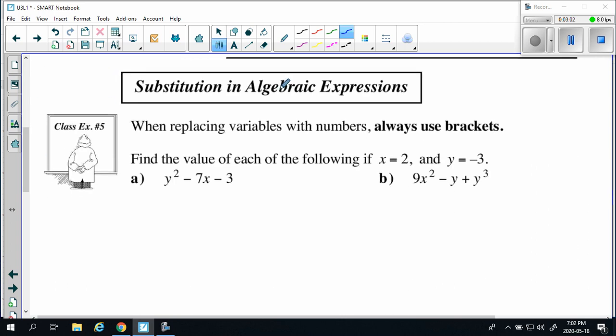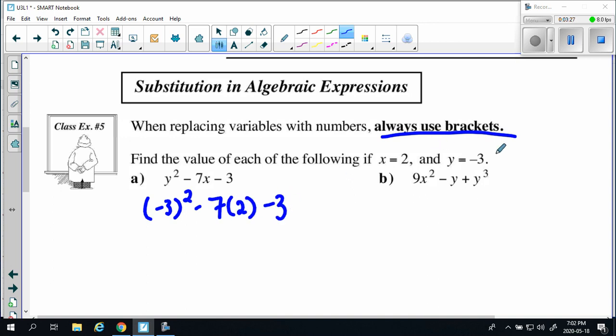But this is important. Substitution in algebraic expressions. Class example number 5. So you should know this from Math 15. It's easy to understand, but a lot of things can go wrong. The key here is always use brackets when you're substituting. So if I am trying to substitute for y, I need to put -3 in brackets and then square, minus 7, x is 2, minus 3.